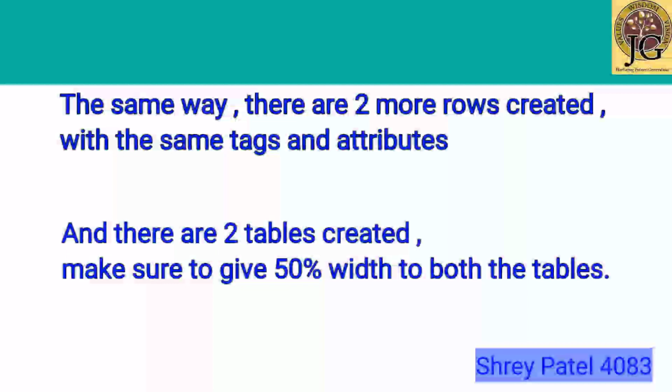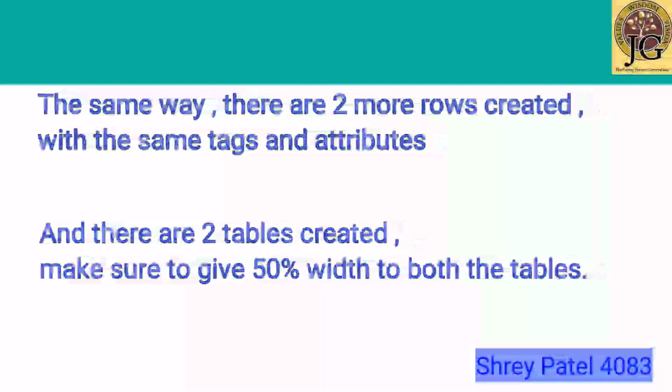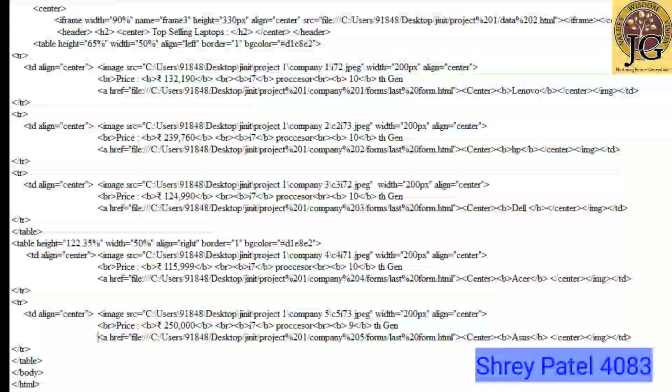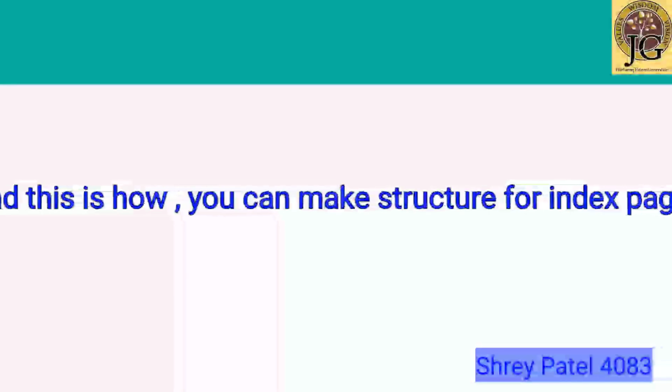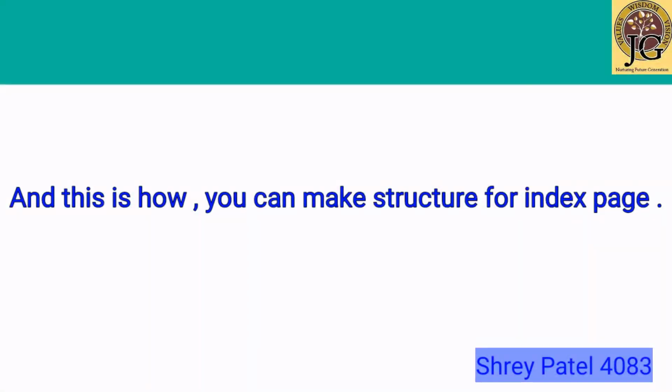there are two tables created. Make sure to give 50% width to both the tables. And then we simply close the table tag, then the body tag and the HTML tag. And this is how you can make the structure of the index page.